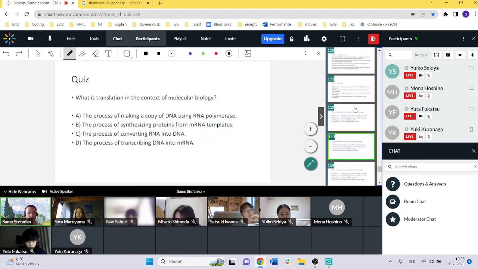Okay, let's go further. Satsuki, please, can you read? What is translation in the context of molecular biology? A. The process of making a copy of DNA using RNA polymerase. B. The process of synthesizing proteins from mRNA templates. C. The process of converting RNA into DNA. D. The process of transcribing DNA into mRNA. Perfect, thank you very much, Satsuki. Let's have a few more seconds.